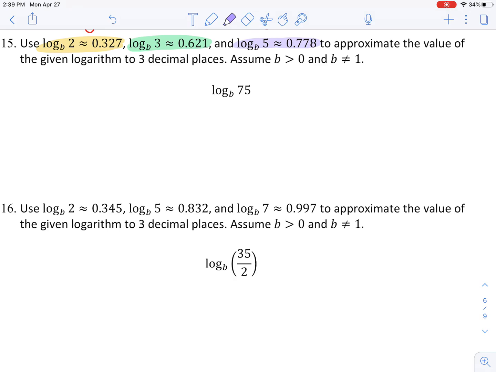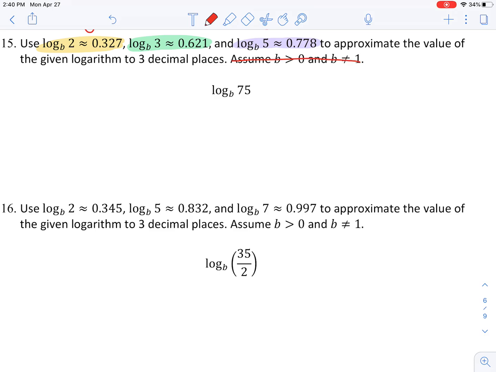They want you to approximate the value of the given logarithm to 3 decimal places. Assume b is greater than 0 and b is not equal to 1. Why do they have to give you that assumption? Because that's the base of an exponential function, right? That needs to be greater than 0 and cannot be equal to 1 by definition. So you can ignore that last part if that's confusing you.